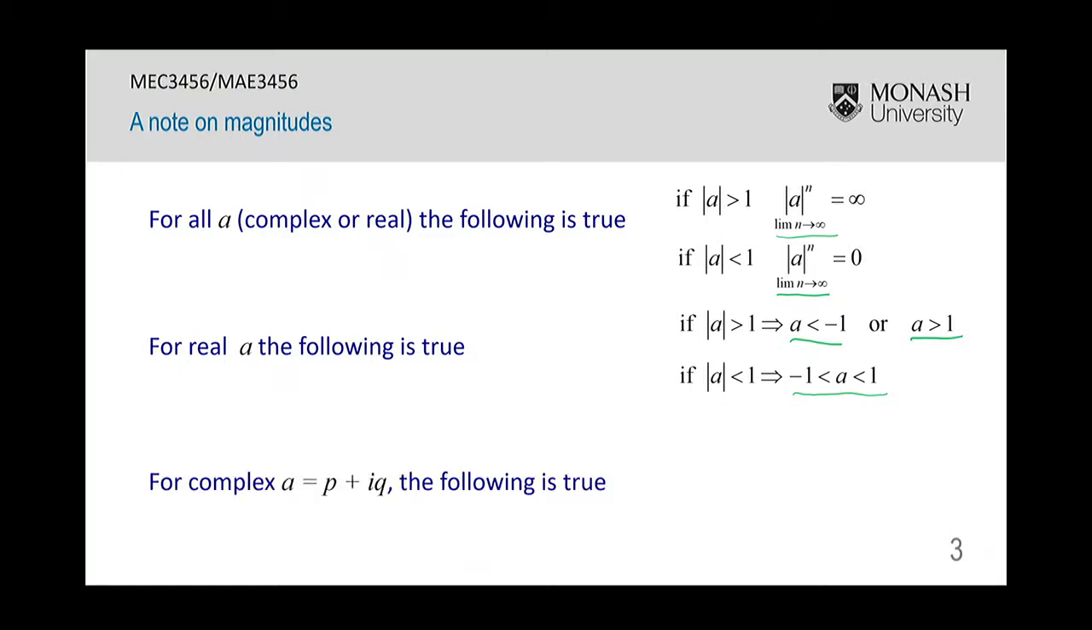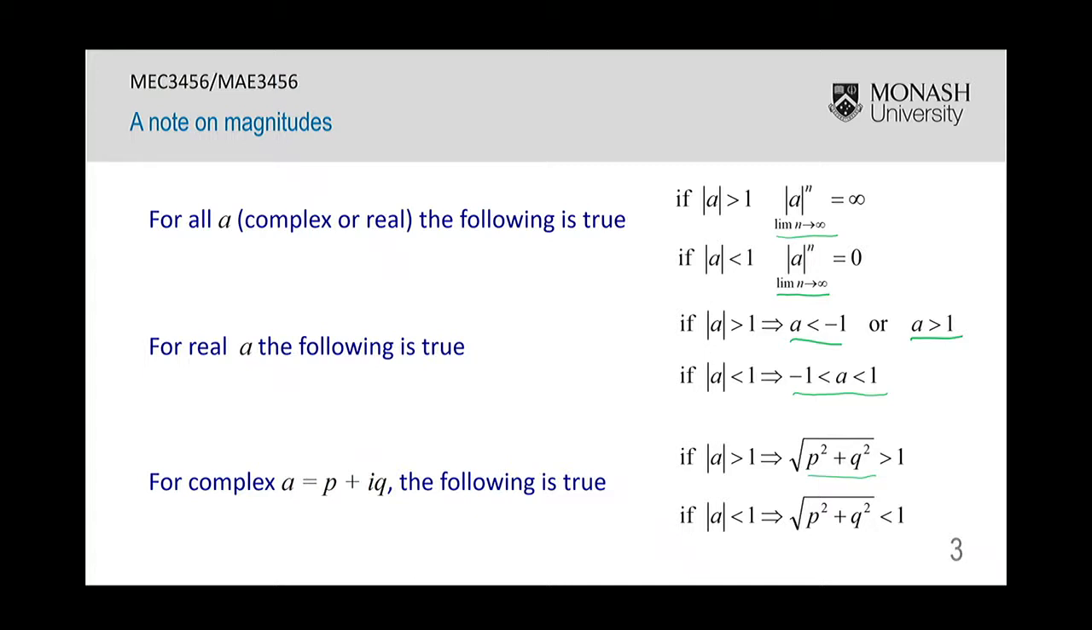For complex numbers, things are a little bit different. So let's write our complex number A as being equal to p plus iq. Then we can say the following. If the magnitude of A is bigger than 1, what that means is that p squared plus q squared has got to be greater than 1. Usually written with the square root there, but it's not necessary. If, however, the magnitude of A is less than 1, this means that p squared plus q squared is less than 1. This is all stuff you would have done in high school, so why am I telling you here?